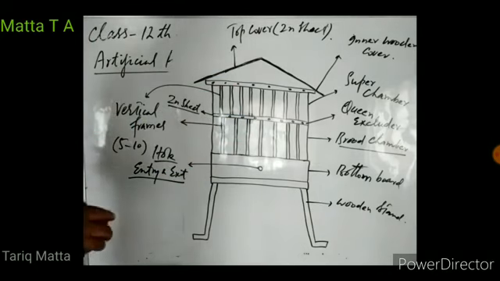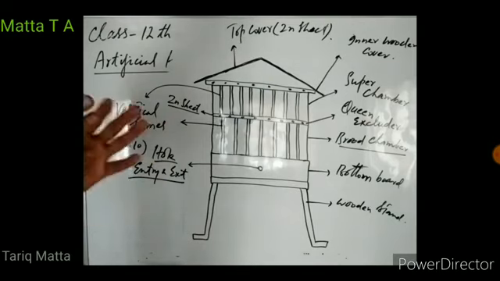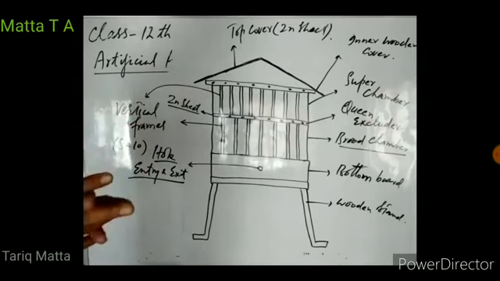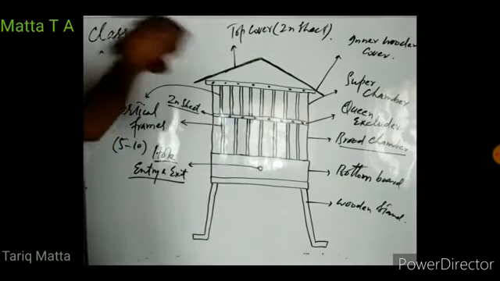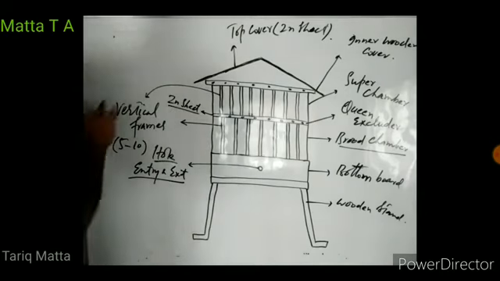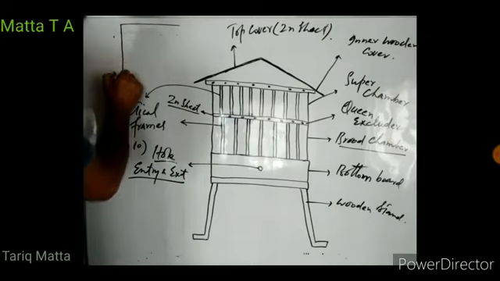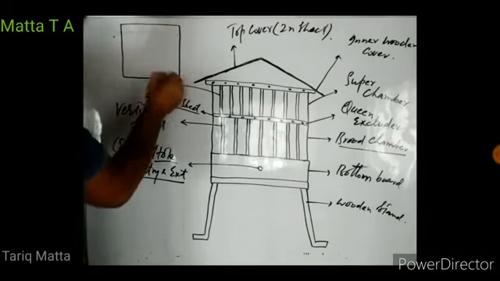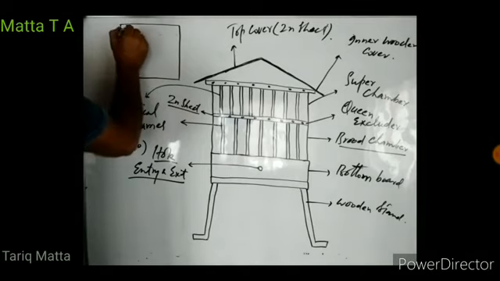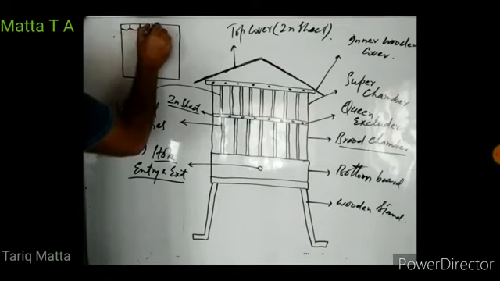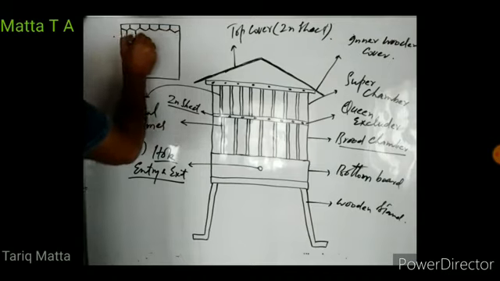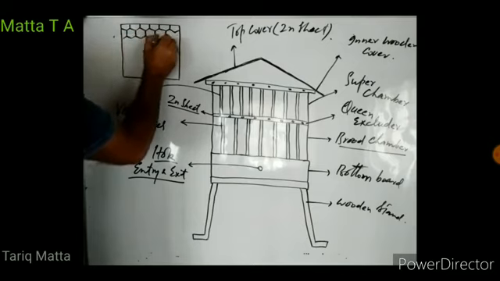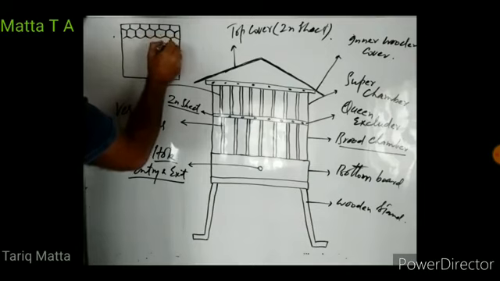So what are these comb foundations? Comb foundations are wax sheets with hexagonal cells in them, where the bees lay eggs or where they deposit the honey, right? So I will show you the comb foundation in the diagram here. How does a comb foundation look? It is a wax sheet, and it has hexagonal cells in it. So it is like this.